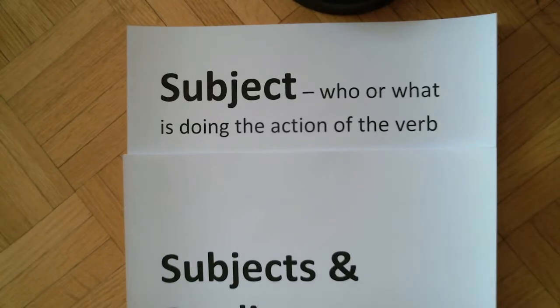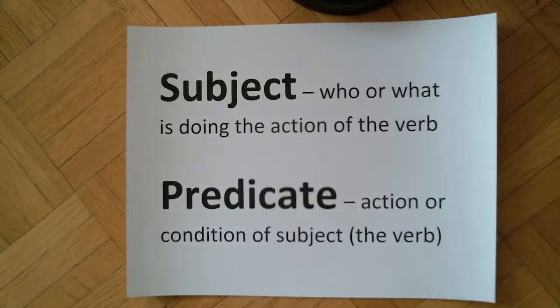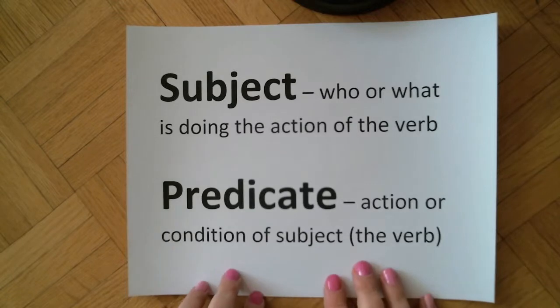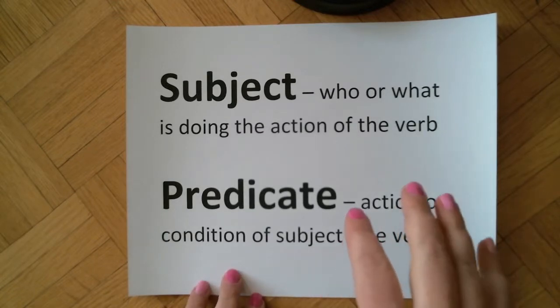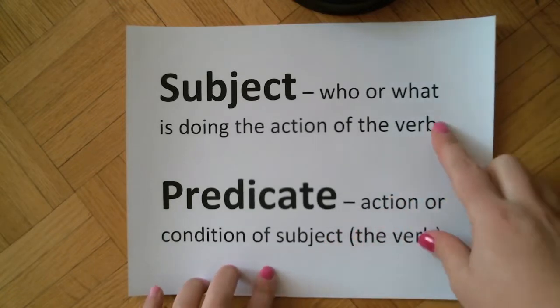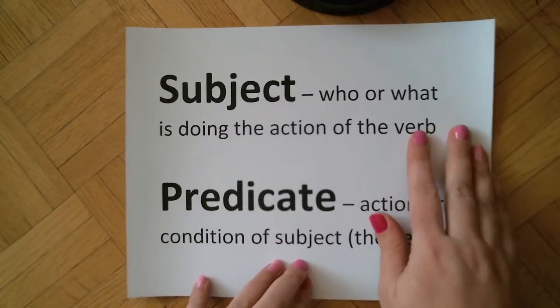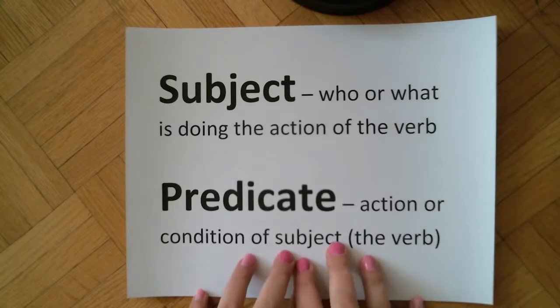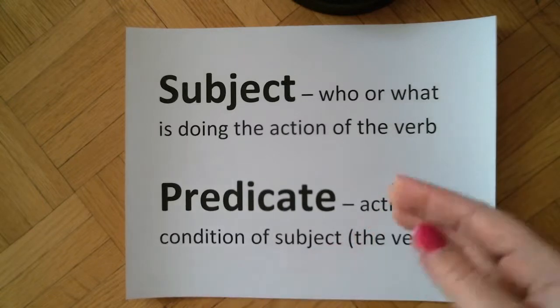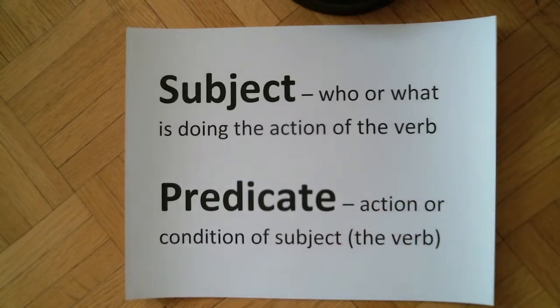Subject is the who or what that's doing the action of the verb. The predicate is the action or condition of the subject, i.e. the verb. Now, first off, not super helpful definitions, right? But let me point out that they are defined in relationship to each other. The subject definition refers to the verb or the predicate. The predicate definition refers to the subject. They make sense in relationship to each other.